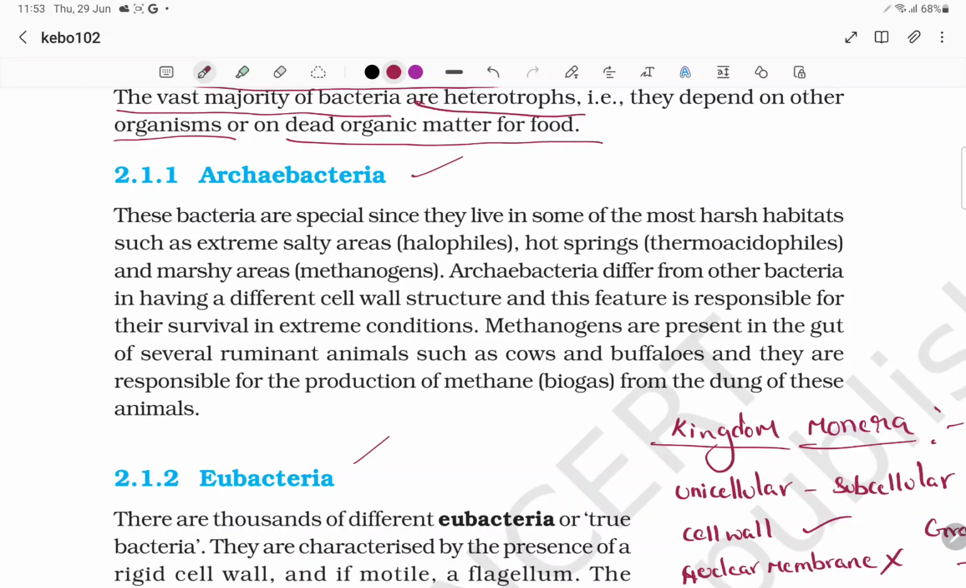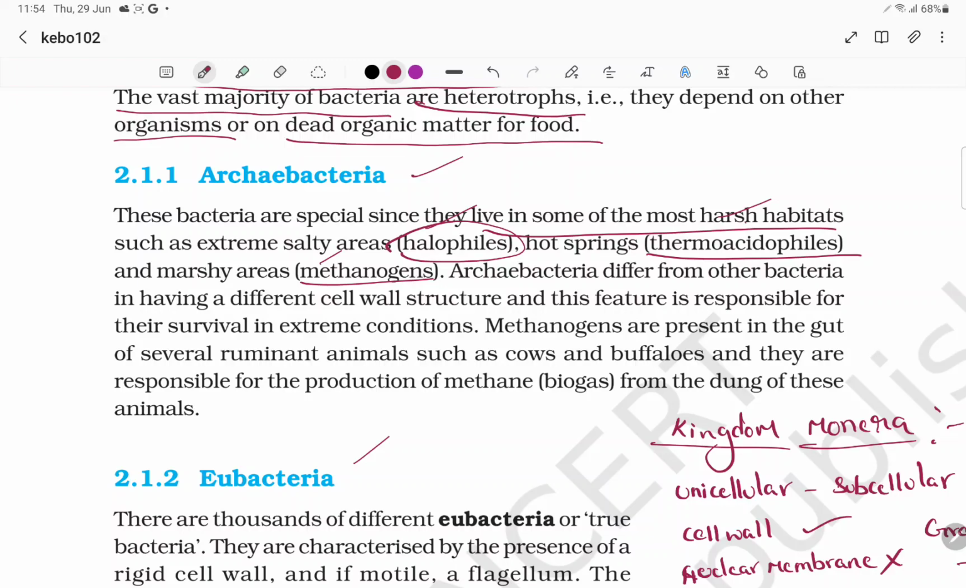Archaebacteria are very special bacteria. They live in the most harsh habitats, at temperatures of more than 100 degrees Celsius. Even in extremely salty areas, we call them halophiles. In hot springs, thermoacidophiles. And in marshy areas, methanogens. These are the three categories we see under archaebacteria.